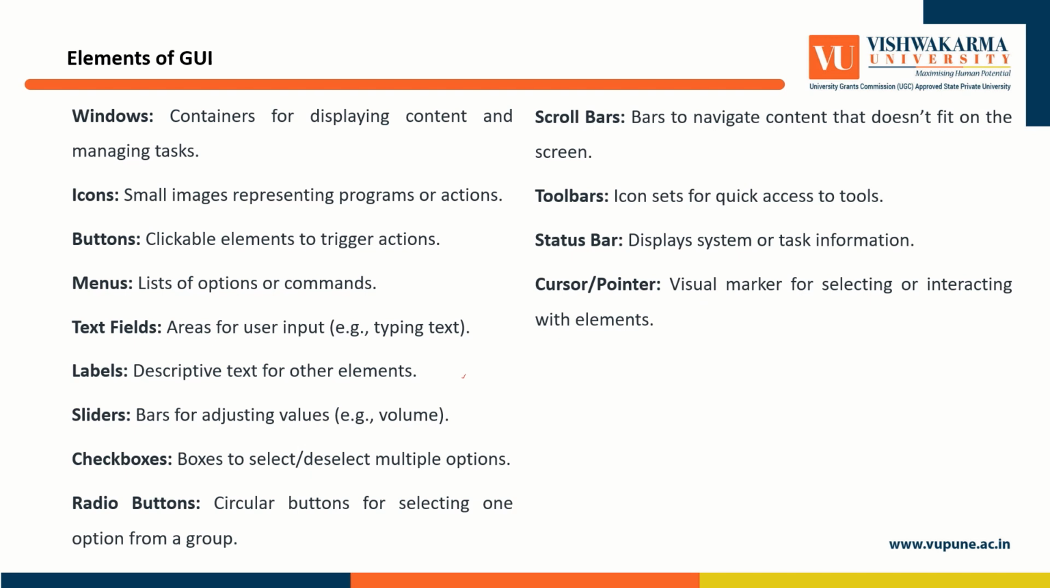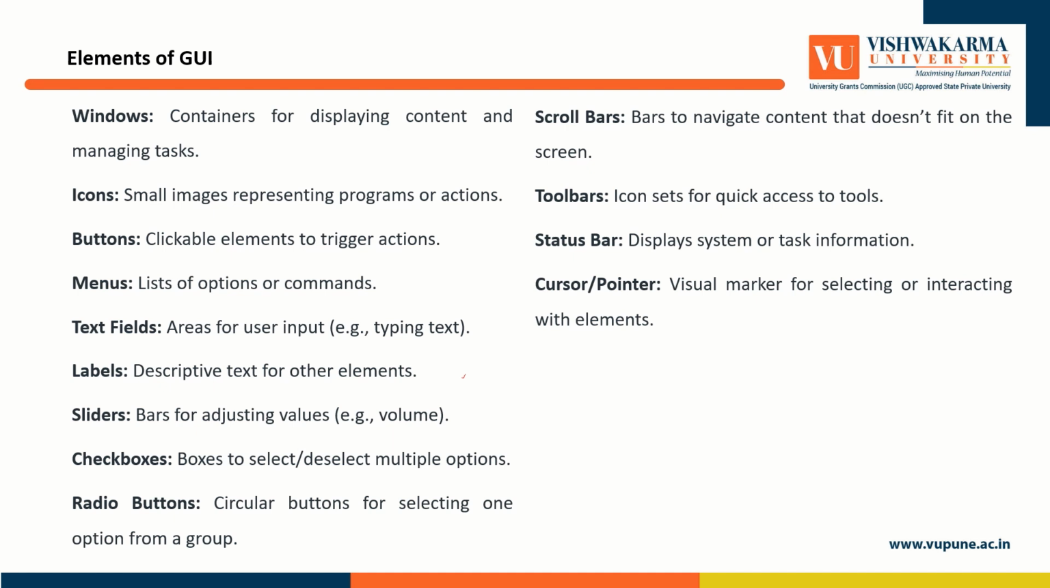So as you can see, there are many elements. The first one is windows. Windows are containers for displaying contents and managing tasks. Icons, small images representing programs or actions. Buttons, clickable elements to trigger actions. Menu, a list of options or commands. Text field, an area for user input, typing text. Label, descriptive text for other elements.